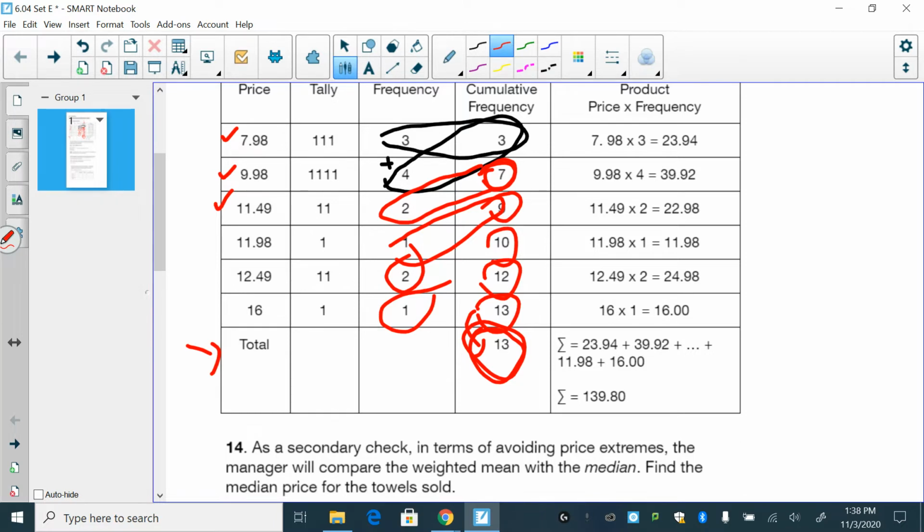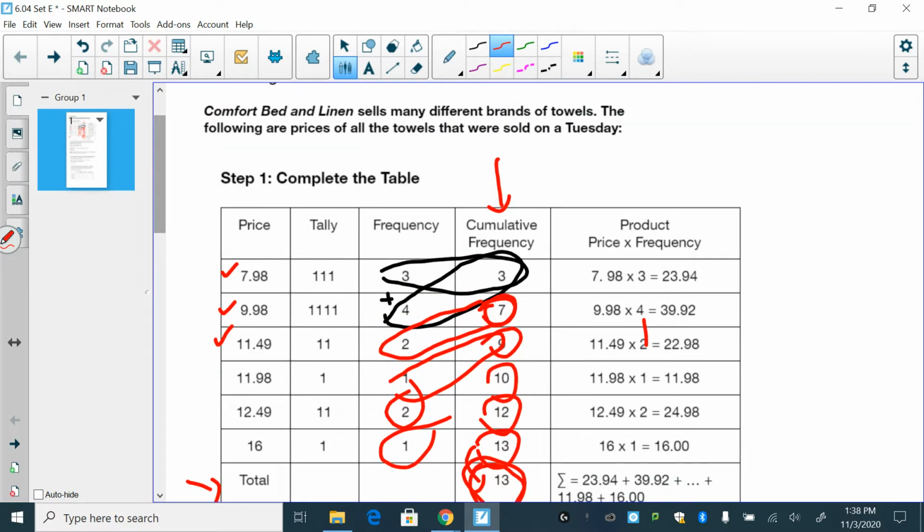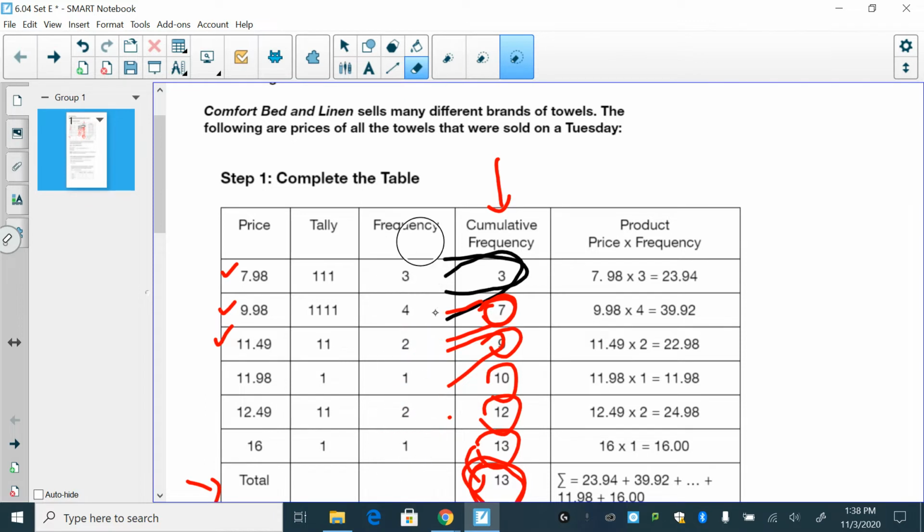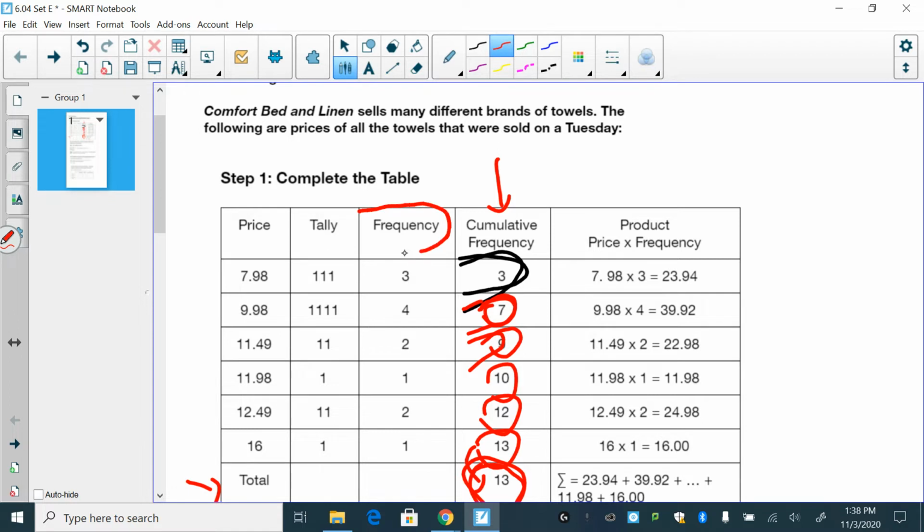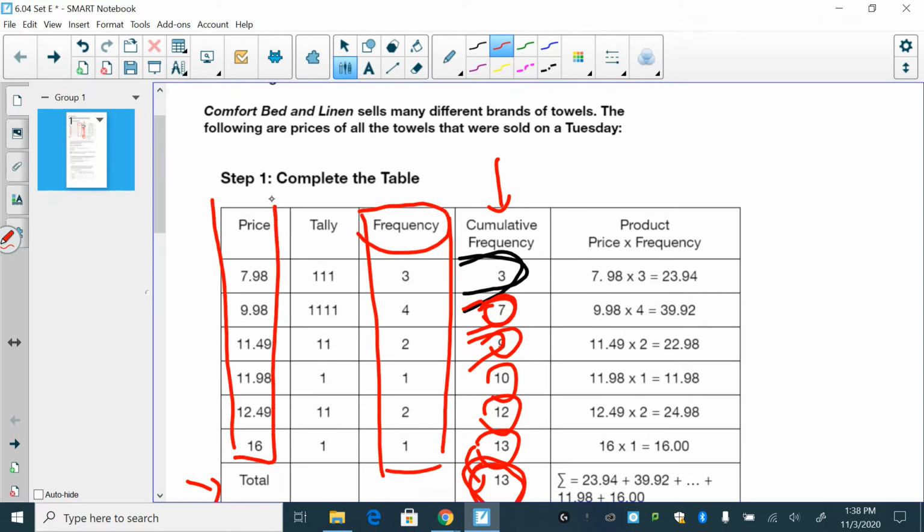Okay, now you're doing this last column. It's called the product. If you look at what it says, you're going to be multiplying the price with the frequency. So I'm just going to erase this part. What I'm doing is multiplying the frequency, this column right here, with the price. If you look at the first one, I'm taking 7.98 and multiplying with 3. So that's how I got 23.94. Then 9.98 times 4, that's how I got 39.92.